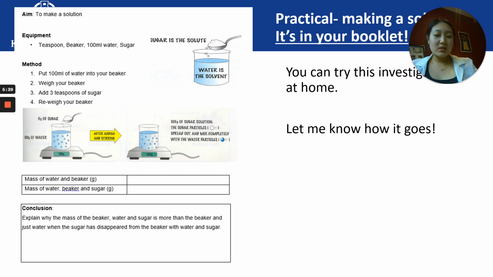Explain why the mass of the cup, the water and the sugar is more than the cup and just water, when the sugar has disappeared from the cup with water and sugar. So you can try this investigation and let me know how it goes. I'd love to hear about it.